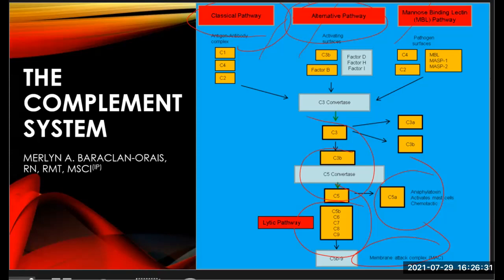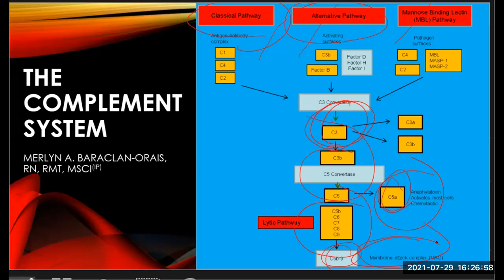All the three pathways converge into a common sequence. So here. This leads to the formation of the biologically highly active anaphylatoxin C5a and the C5b through 9 membrane attack complex, the MAC. This one. The latter forms transmembrane channels.